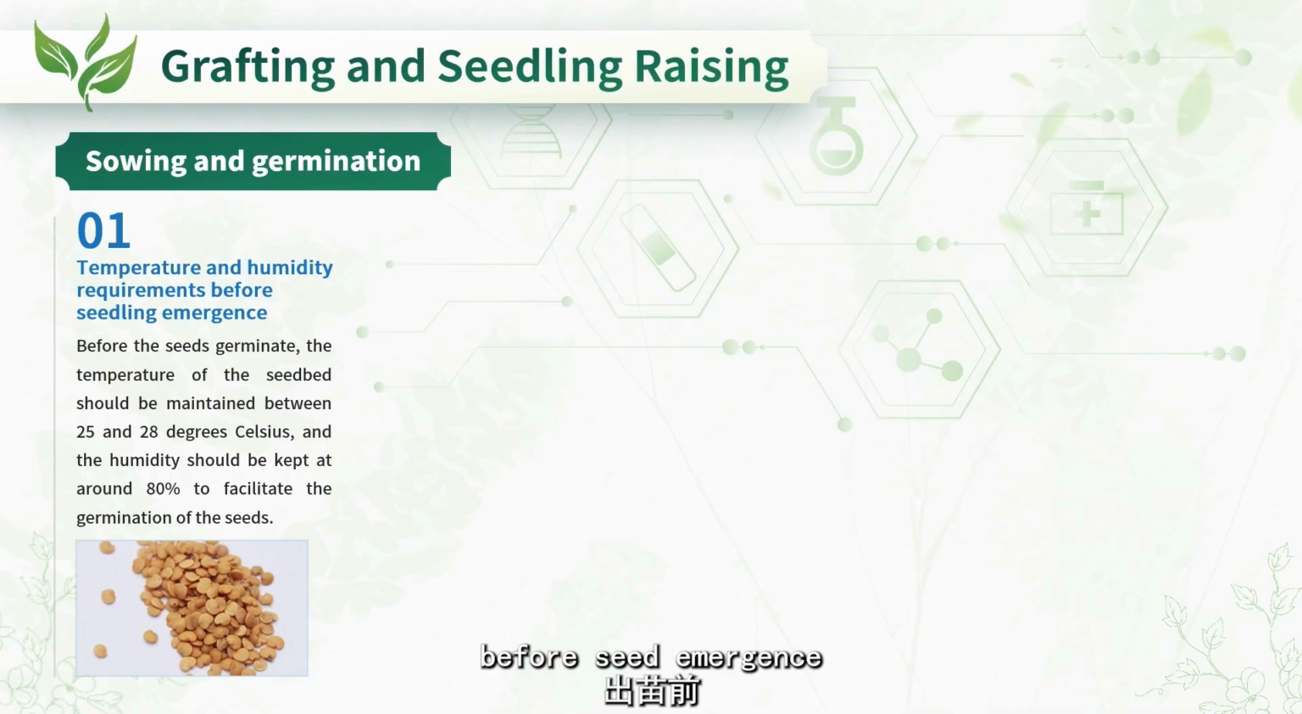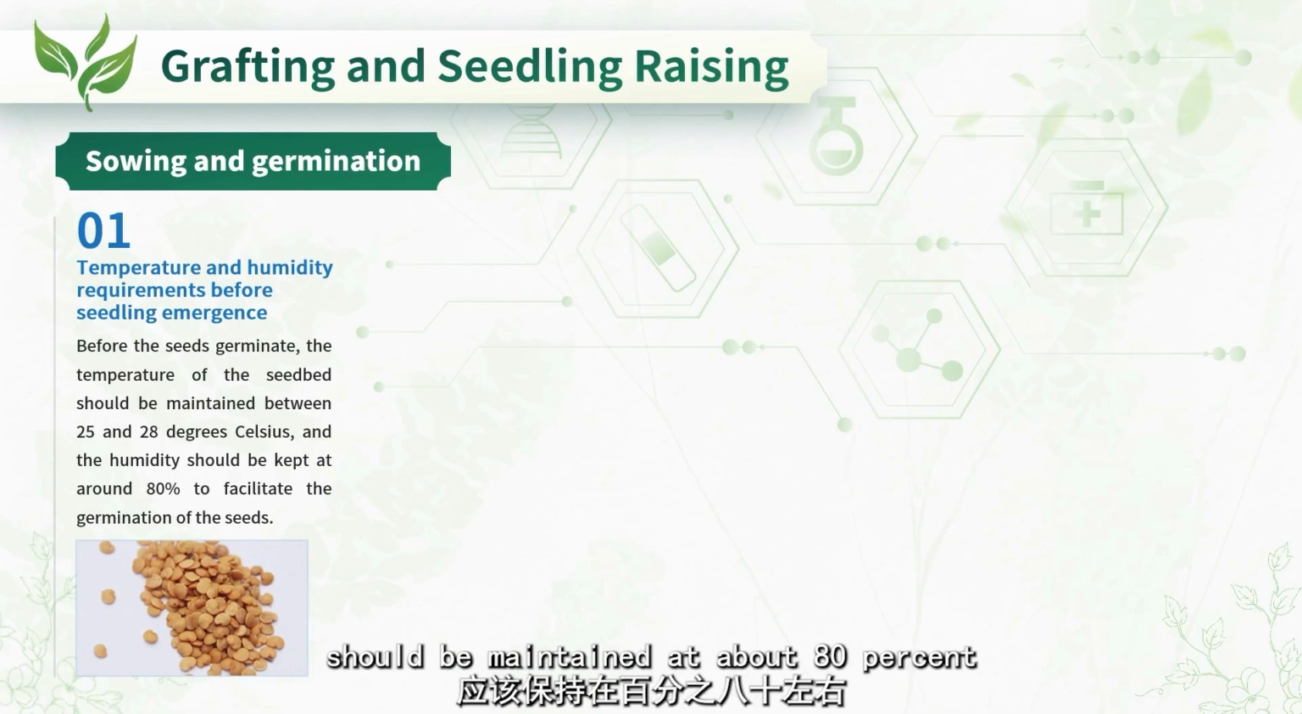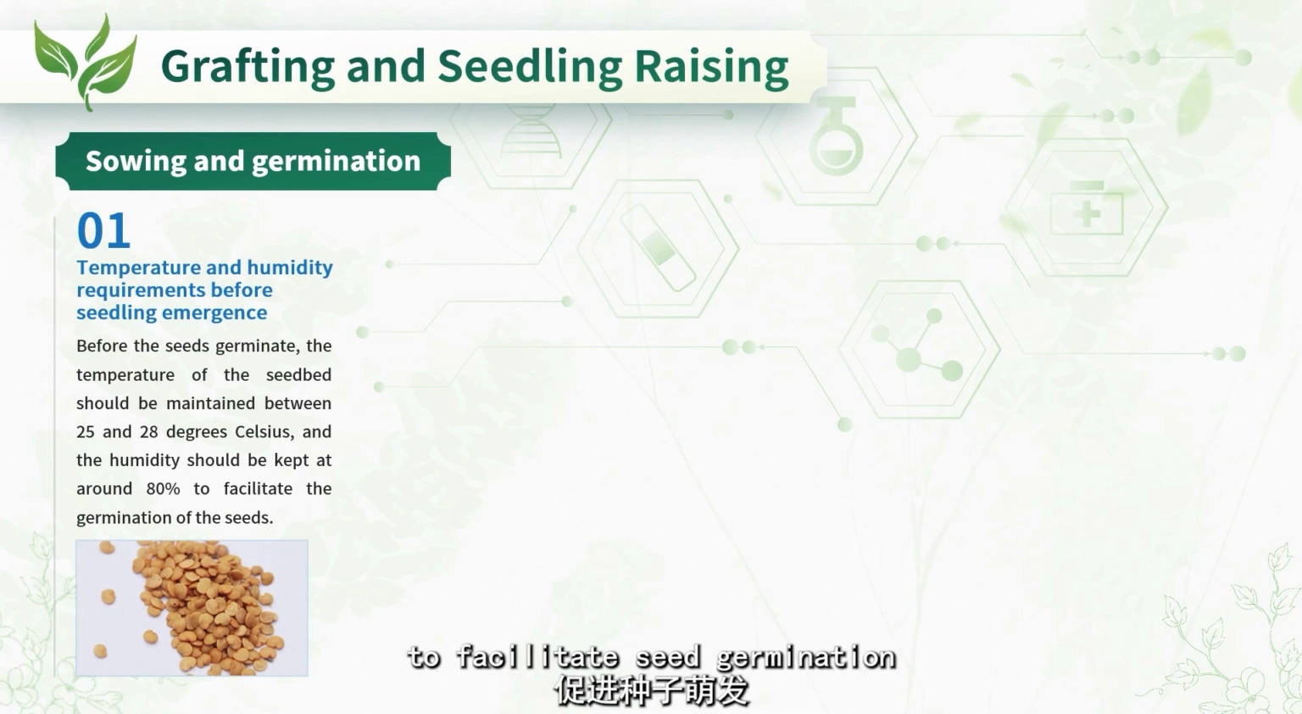Key points for temperature and humidity control and management. Before seed emergence, the temperature of the seedbed needs to be maintained at 25-28 degrees Celsius, and the humidity should be maintained at about 80% to facilitate seed germination.